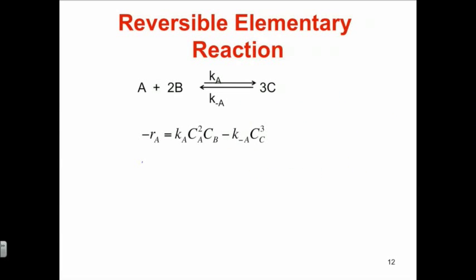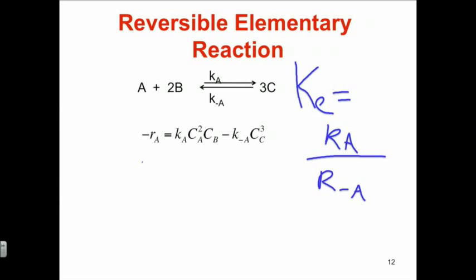Thus, we have that our reversible elementary rate law is minus r_A, which is the rate of disappearance of A, is equal to k_A times C_A squared times C_B minus k_minus A times the concentration of C cubed. By defining a new term, the equilibrium rate coefficient, capital K_E, equal to our forward rate coefficient, k_A, over our reverse rate coefficient, k_minus A, we can simplify our reversible rate law with the following.